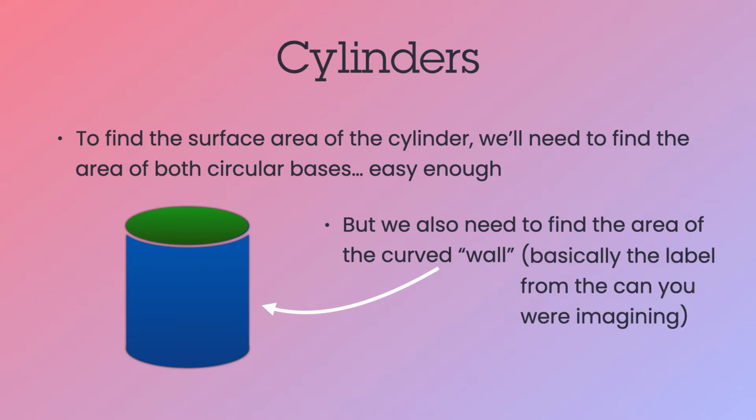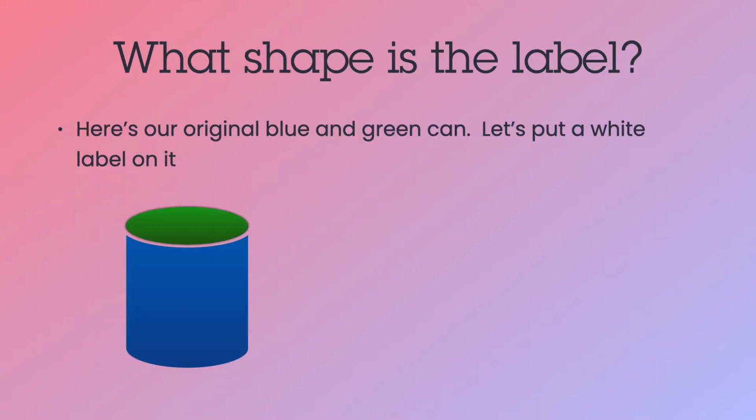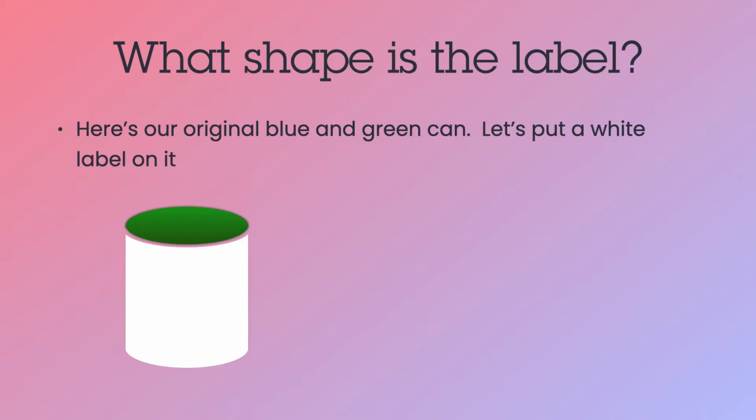So basically this is the label from whatever can you were imagining. Let's unwrap that label and see what it looks like. So here's our original blue and green can. We're going to put a white label on it. Now let's unwrap the label from the can. We're going to peel it off or slice it. If you decide to try this out at home, please be very careful using a knife or just peel it where it was glued. But we're going to unwrap the label from the can.